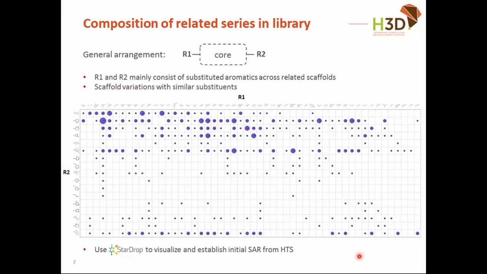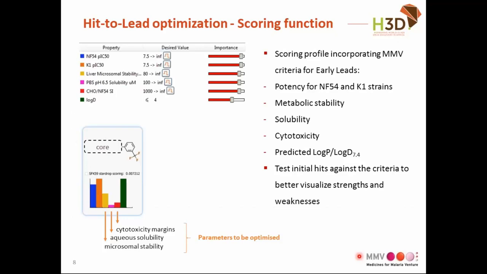StarDrop, which is quite useful to start the hit to lead program. So once we're happy with our library and our hits, here in the lab, we're going to resynthesize the compounds and test them to see if the activities are confirmed. And then we'll have to go from hit to lead optimization to see if we can improve the properties of the series.